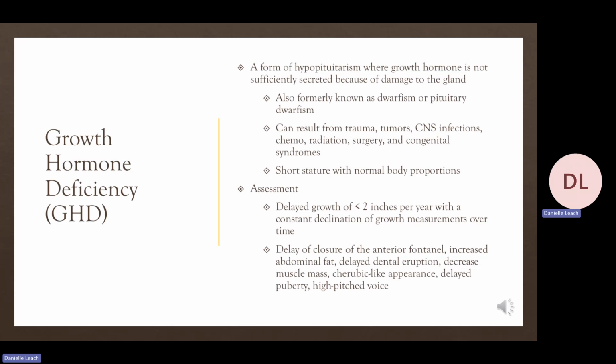On assessment, the child will have delayed growth of less than 2 inches per year with a constant declination of growth measurements over time. They could also have, as a baby, a delay of closure of the anterior fontanelle, increased abdominal fat, delayed dental eruption, decreased muscle mass, a cherubic-like appearance where they appear younger than their age, delayed puberty, and a high-pitched voice.